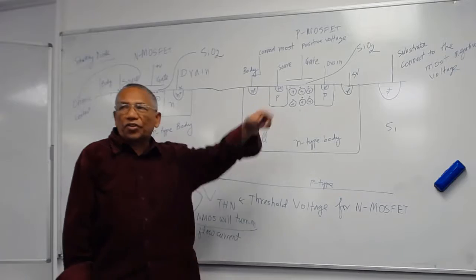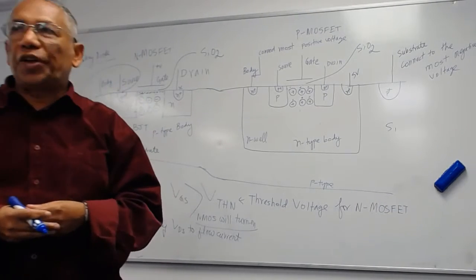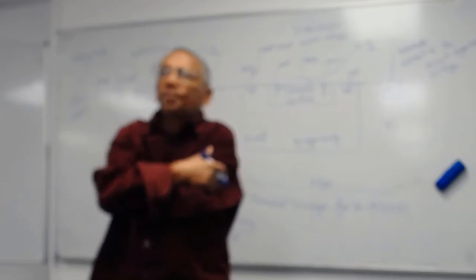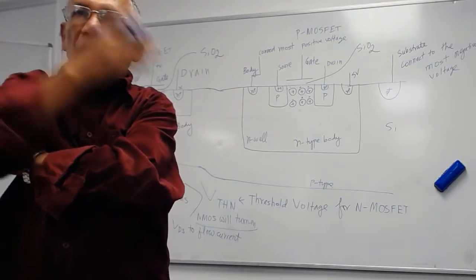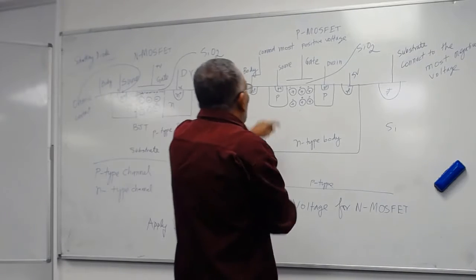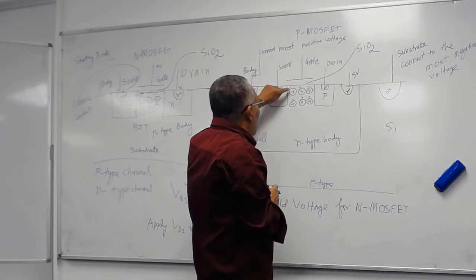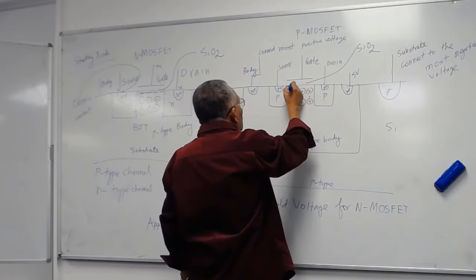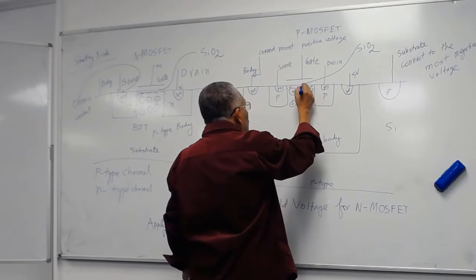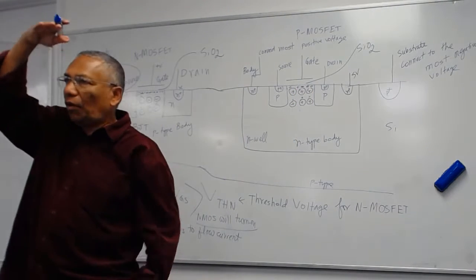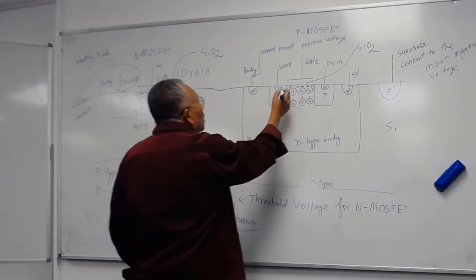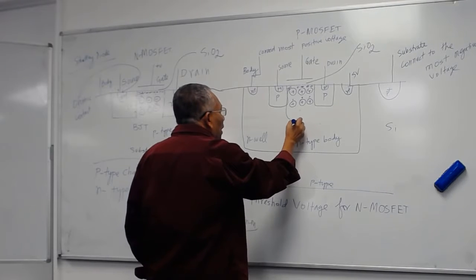But you don't want a channel of electrons here. What you want is a channel of holes. So to create a channel of holes, you have to apply a voltage, positive or negative? Negative. So you have to apply a negative voltage here. That negative voltage will drive away these electrons and attract holes from the body, so instead of electrons, at the edge of the substrate, you'll have holes. So now you'll have a P-type channel.